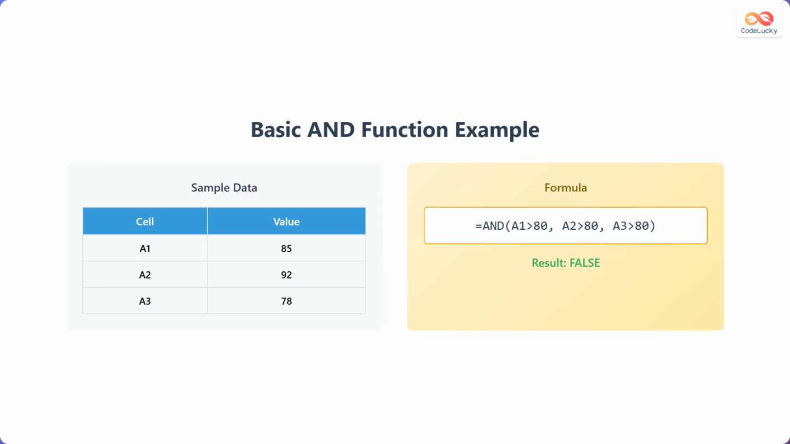Here's a basic example of how to use the AND function. We have a sample data table with values in cells A1, A2, and A3. A1 contains the number 85. A2 contains the number 92 and A3 contains the number 78. The formula equals AND(A1>80, A2>80, A3>80) checks if all three conditions are true. In this case, the result is false because A3, which is 78, is not greater than 80. All the conditions must be true for the AND function to return true.